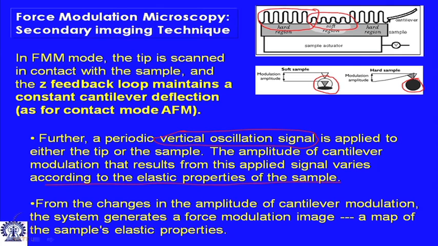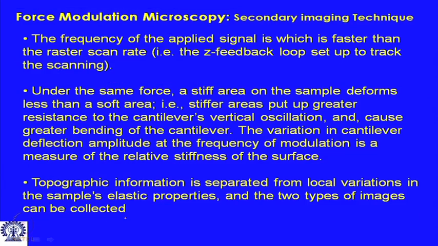So, this can be transferred into an additional contrast, which is the main role of FMM, force modulation microscopy. From the change in the amplitude of the cantilever modulation, the system generates a force modulation image, which is essentially nothing but a map of the sample's elastic property. So, you can map the local elastic property of a specific surface with nanometer scale lateral resolution with force modulation microscopy.